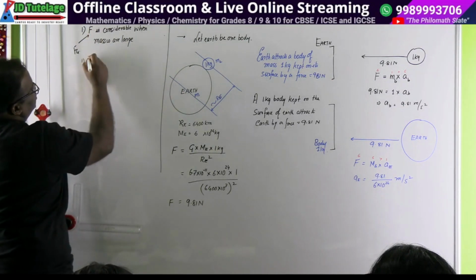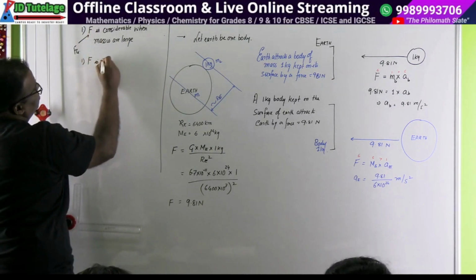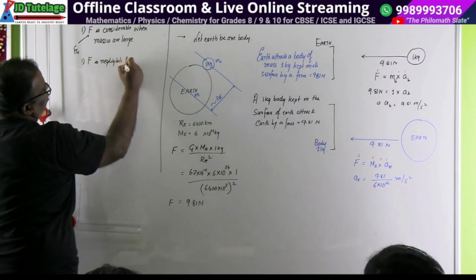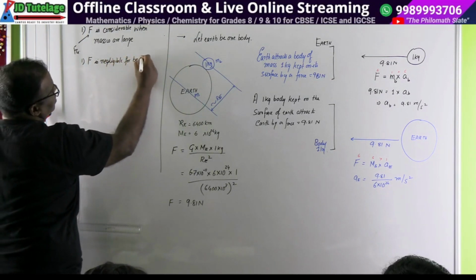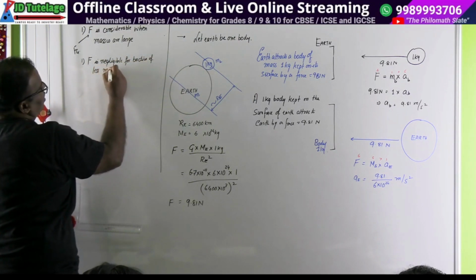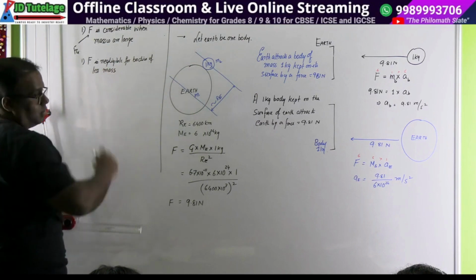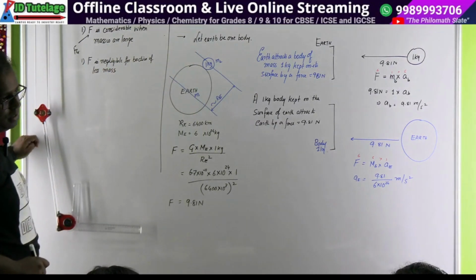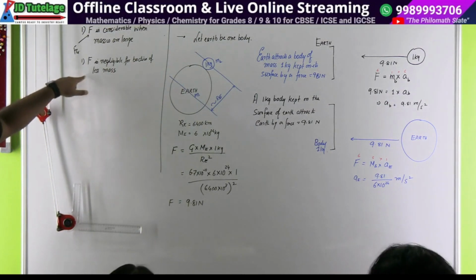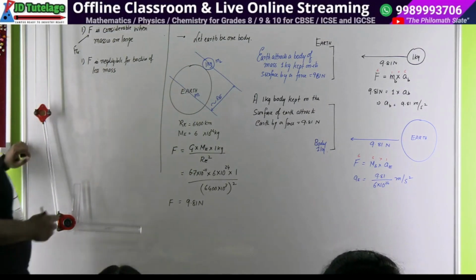Then the next is the opposite. Force is negligible for bodies of less mass. This was that boy and girl example, which Aditya was showing. It was that example. The force is negligible. It was coming to 10 to the power minus something.